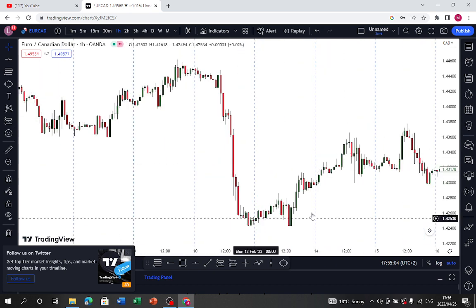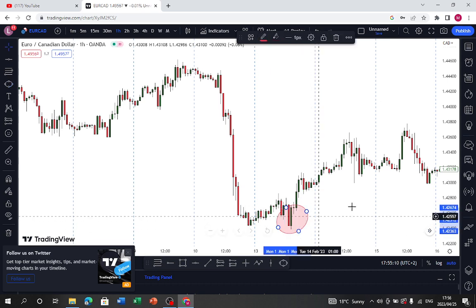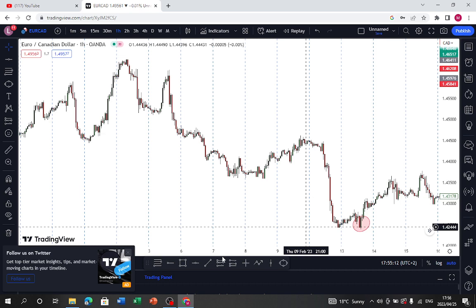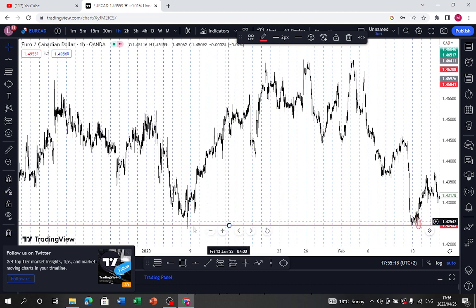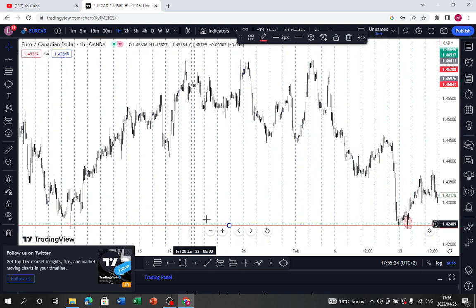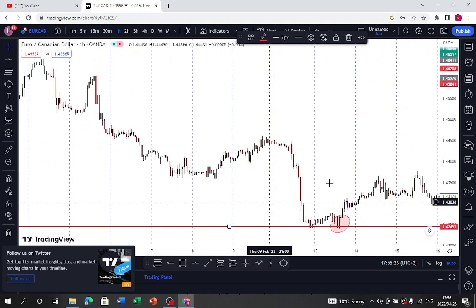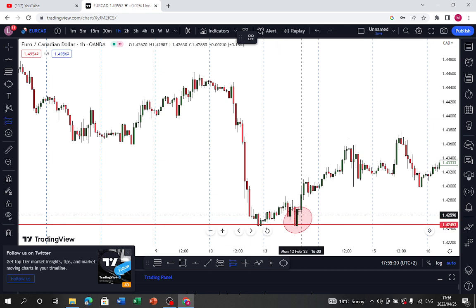So let's just talk about this one right here. It's almost a railroad pattern, it's the same thing. So obviously, if you look back in time, we have a support. We're going too quickly to see the support here. This is the support. At the support, that's where you buy. So let's say we were to buy here.